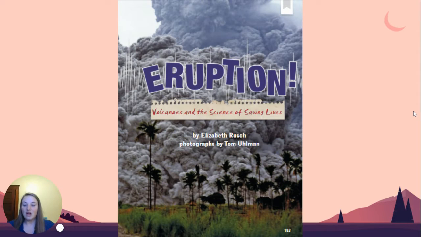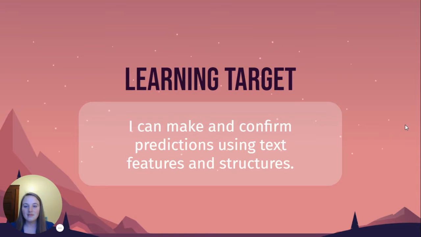So as we look at the text, you're going to notice that it looks like there are torn paper visuals and large pull-out quotes. And these are going to be eye-catching and help us understand what was going on in the moment. And it shows us that the author is trying to write this as a story as well as factual information. Our learning target for today is I can make and confirm predictions using text features and structures.